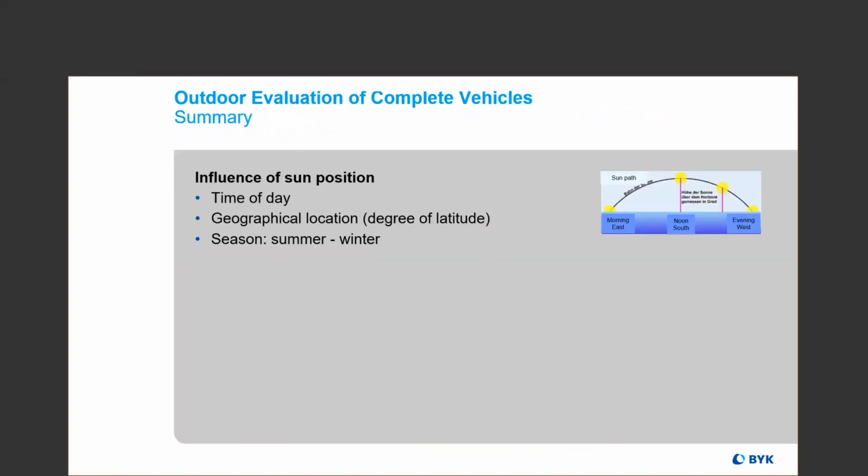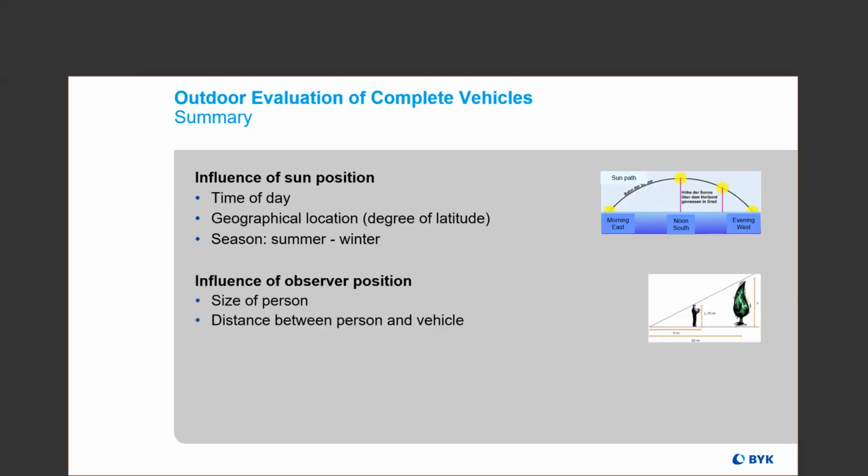So to summarize, of course, there are many, many factors that influence our visual evaluation of vehicles, especially outdoors, when things can't be controlled as tightly as when using a light room or a light booth. So some influencing factors are the sun's position, which is influenced by the time of day, the geographical location, and the time of year. The sun tends to peak higher in the sky during the summer and much, much lower during the winter.